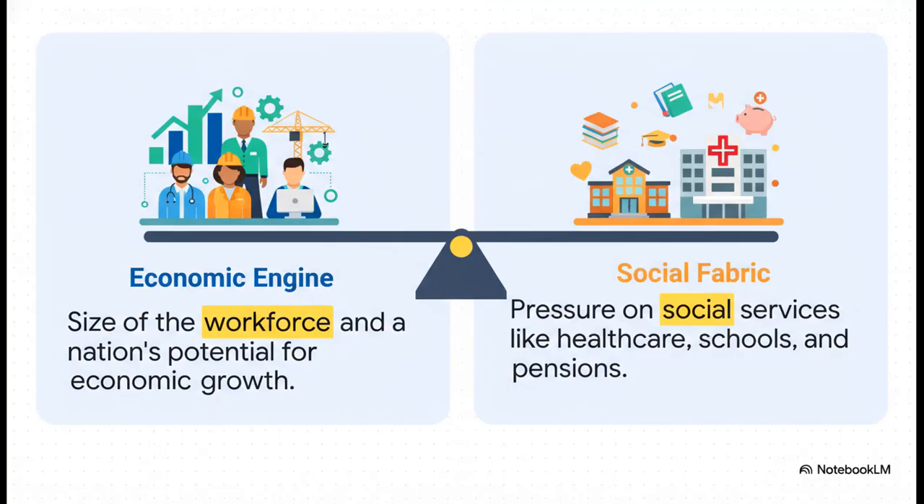And this is where you really see the two sides of that coin. A low dependency ratio, well, that's like a supercharged economic engine. You've got a huge workforce driving growth. But a high ratio, on the other hand, puts a ton of pressure on society. You might need more schools for a young population or way more healthcare and pensions for an aging one. It's this really critical balancing act.